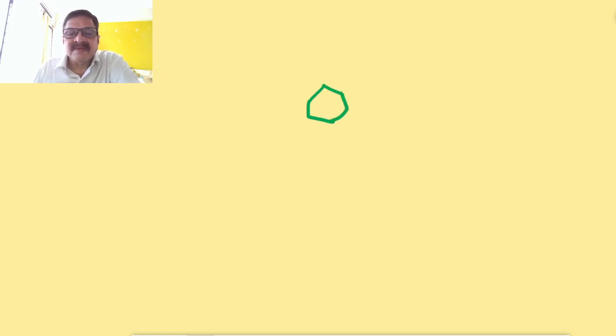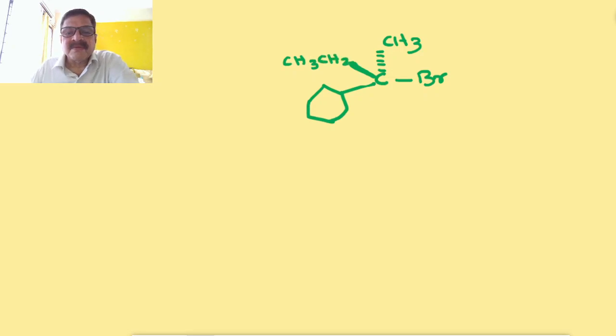So here we can say C, then we have a leaving group here, Br, then a stereogenic center, CH3, then on a wedge we can show an ethyl group here. So this is the stereogenic center here. This is reacting with a neutral nucleophile here. This is a neutral nucleophile, important point here.